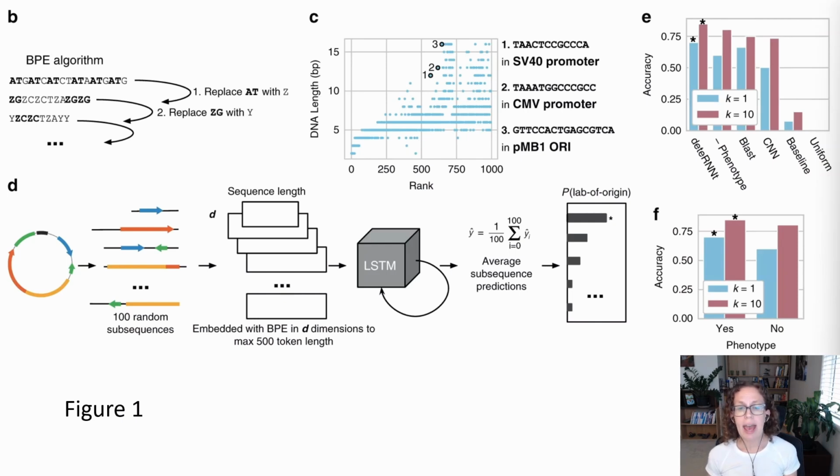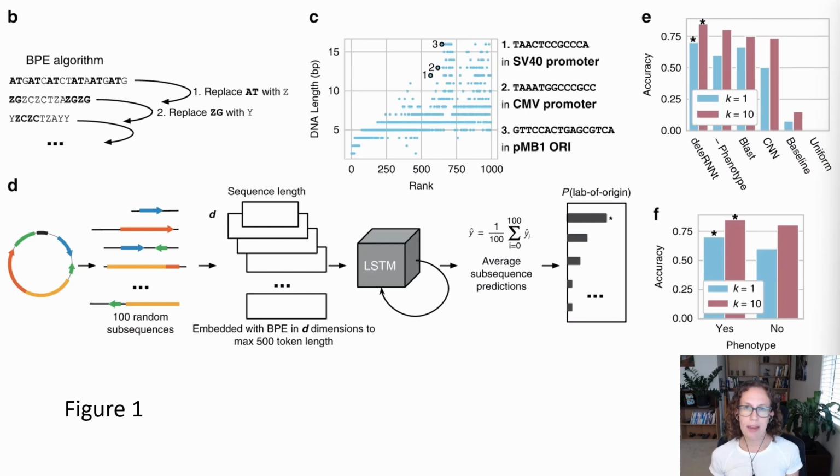In figures 1E and F, they're showing the accuracy. K equals 1 is how accurate it is at making the top number 1 prediction of the lab of origin. And then in red, K equals 10 is for getting the right lab in their top 10. So of the top 10 labs predicted, was the true lab of origin one of those? On the far left is deterrent, the model that includes both the DNA sequence and the phenotypic data. Next over is that model with just the DNA sequence and without the phenotypic data. They also compared that to BLAST.